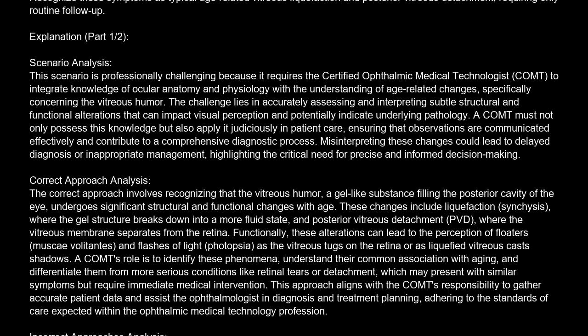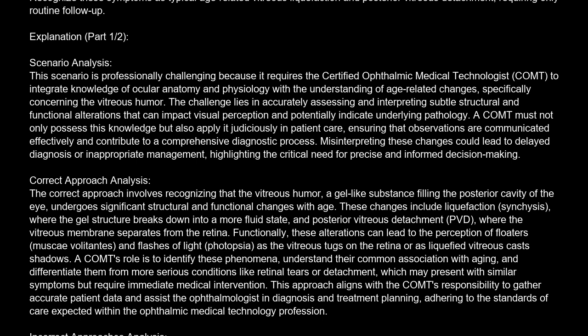The COMT's role is to identify these phenomena, understand their common association with aging, and differentiate them from more serious conditions like retinal tears or detachment, which may present with similar symptoms but require immediate medical intervention. This approach aligns with the COMT's responsibility to gather accurate patient data and assist the ophthalmologist in diagnosis and treatment planning, adhering to the standards of care expected within the ophthalmic medical technology profession.